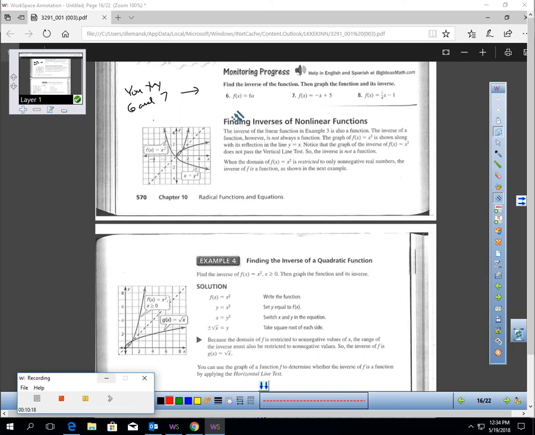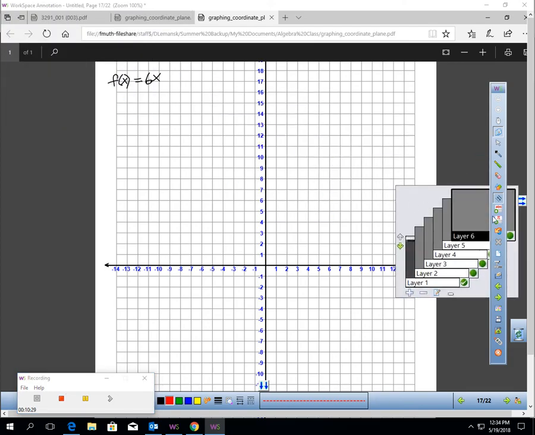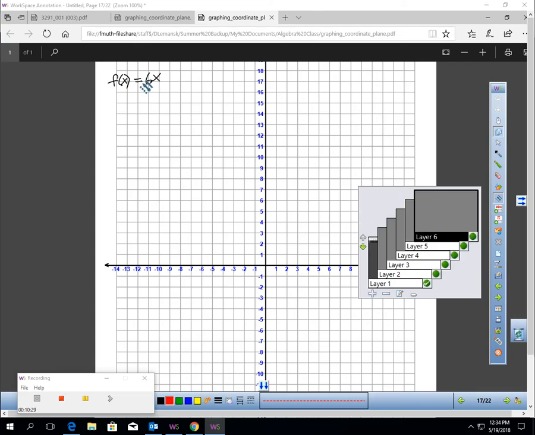What I'd like you to do is pause the video and try 6 and 7. They ask you to find the inverse of the function and then graph the function and its inverse. Okay, and here's 6. This is a good review, really, of slope-intercept form, actually. So here's my function, f of x equals 6x.